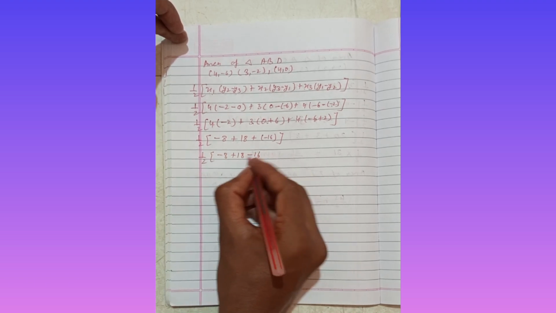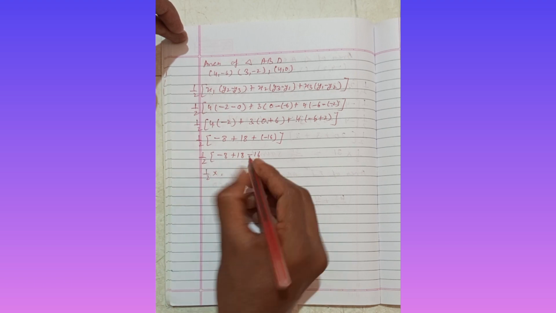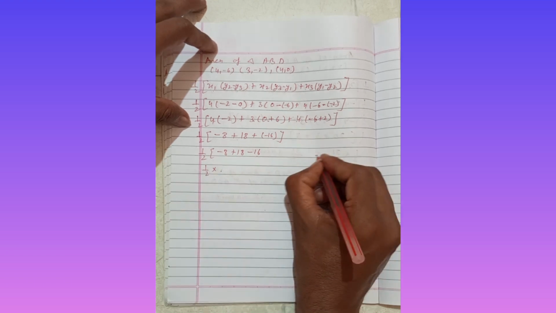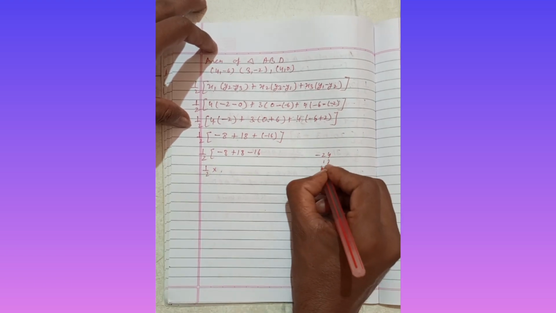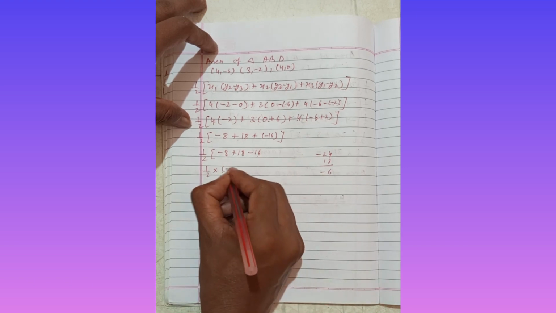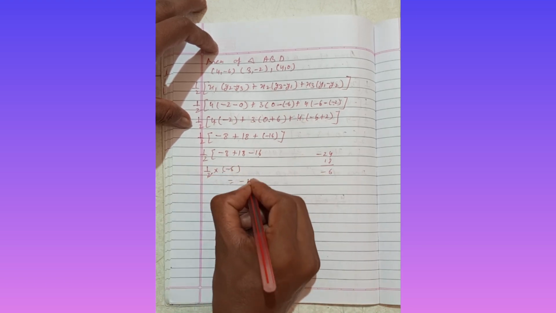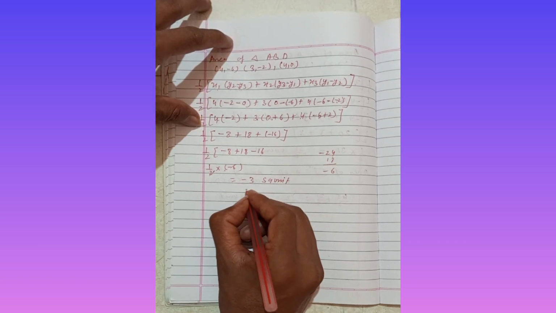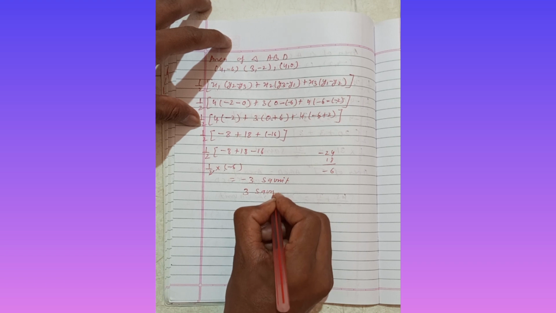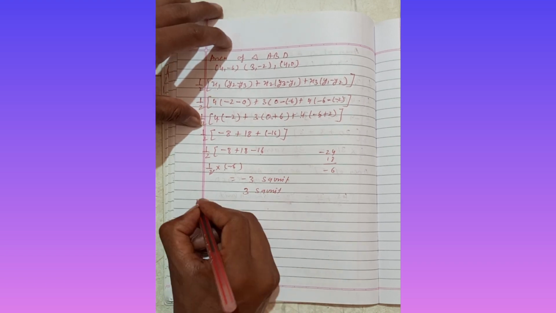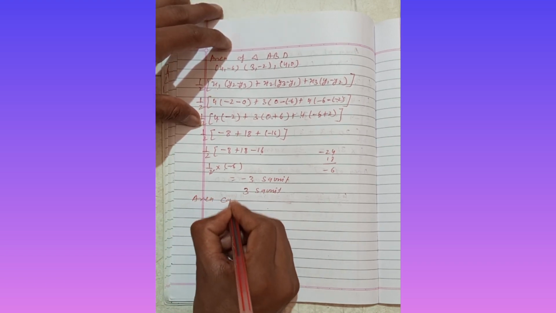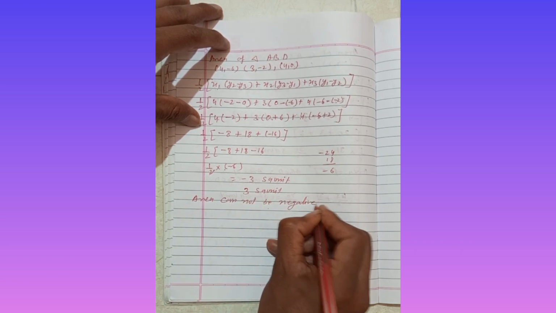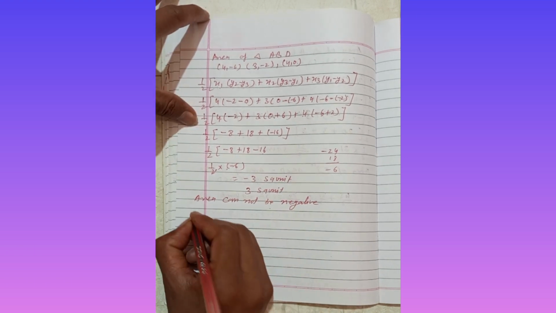So it becomes 1 by 2 into what remains: minus 16 minus 8 is minus 24, plus 18 becomes minus 6. Cancelling, we get minus 3 square unit. And area cannot be negative, so we take it as 3 square unit only, because area cannot be negative.